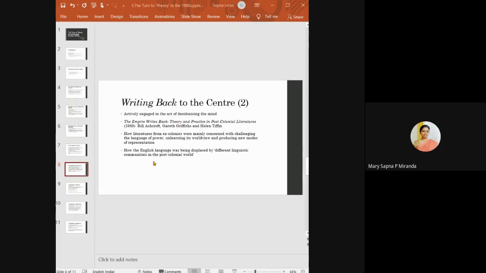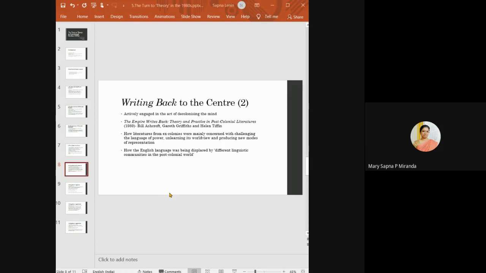So what are they doing in this particular book? They're looking at how literatures from ex-colonies were mainly concerned with challenging the language of power, unlearning its worldview, and producing new modes of representation. So what are they trying to look at? They're looking at how the colonies, the ex-colonies, are making use of English in a new way. And in the process, what are they doing?